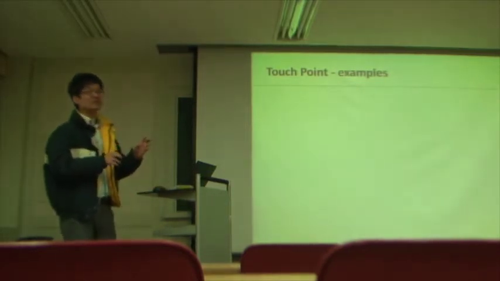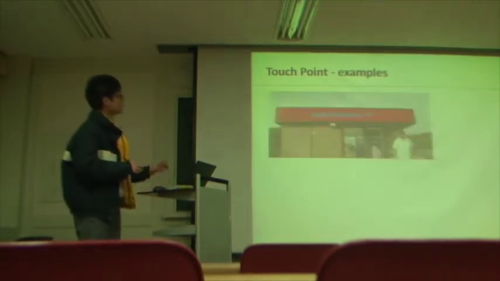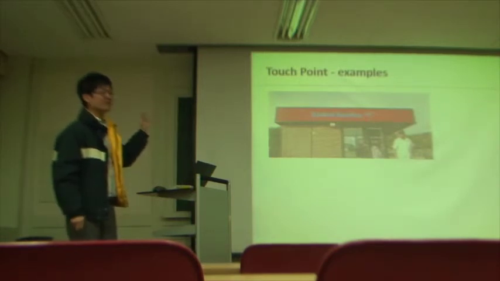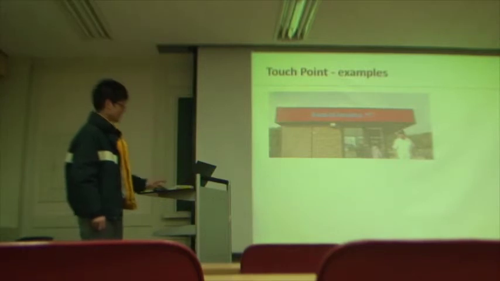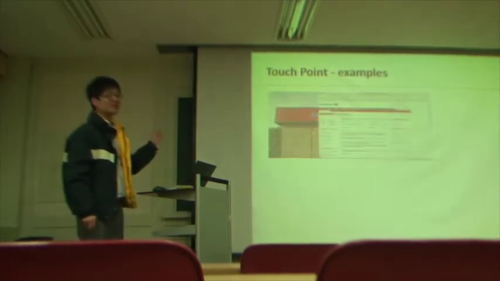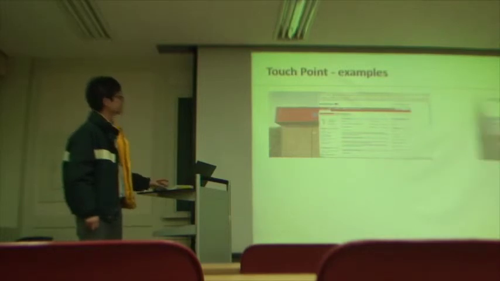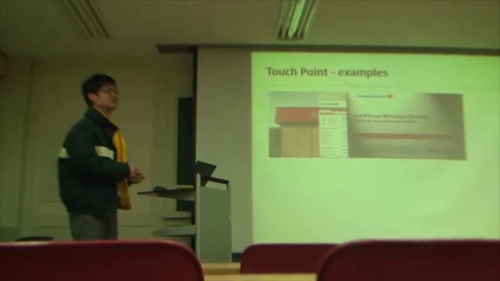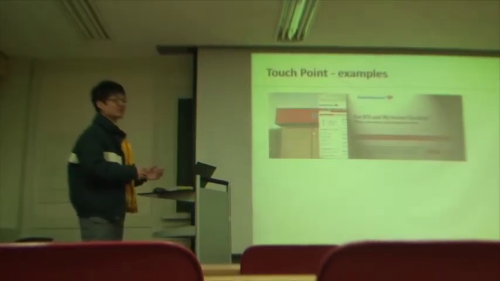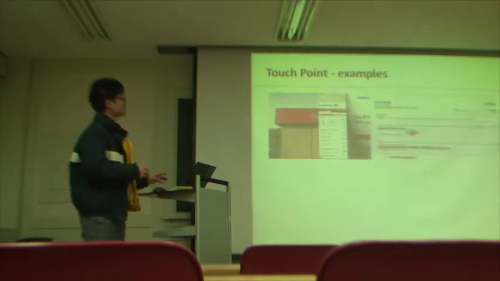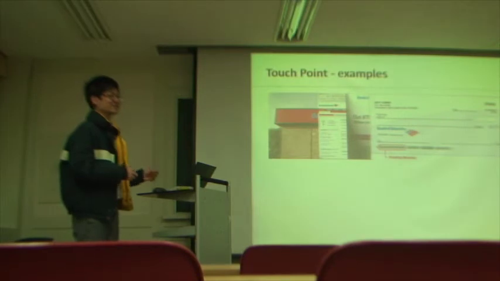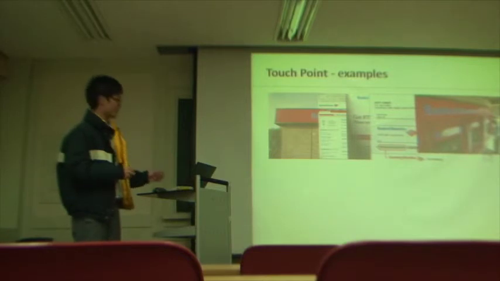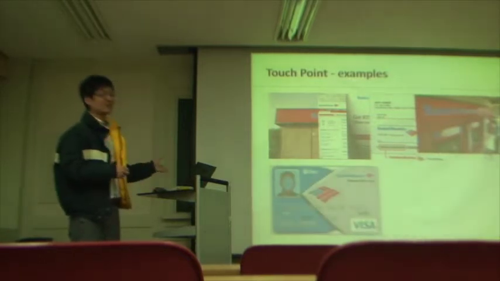I'm going to give you some examples of a touch point. For example, in a bank service, a physical building will be the first touch point. The Internet can also be a touch point. The physical bank statement or paper can also be a touch point. Or even a check can be a touch point. An ATM machine is a touch point. Credit card, touch point.